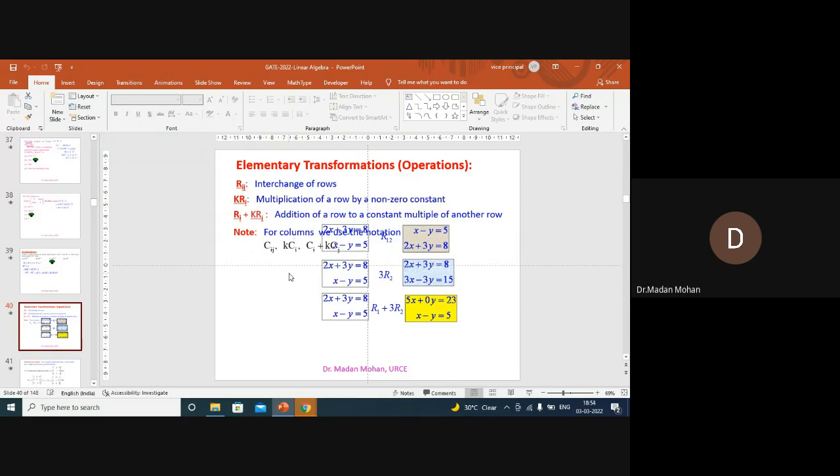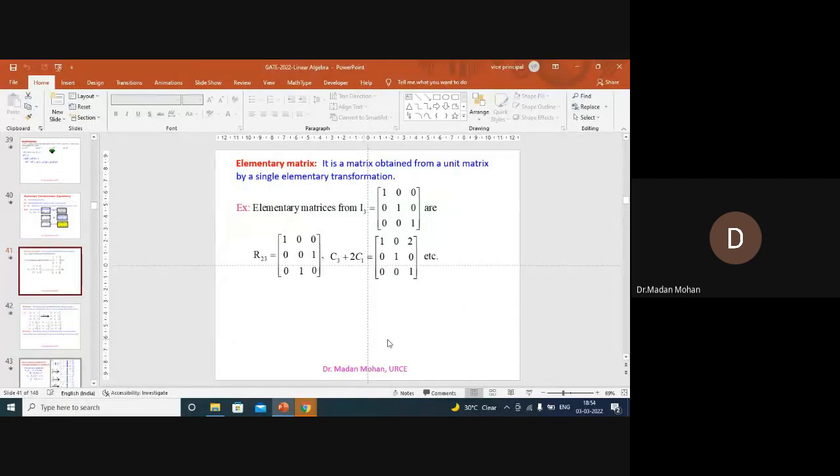Now, coming to determinants, you should not use Rij, K Ri directly. If you want to use Rij, you should write minus of it. If you want to use K Ri, you have to write 1 by K there. Now, here, you can use Ri plus K Rj or Ci plus K Cj to find determinants. Next, to solve a system of equations, you should use only row operations, not column operations. To find rank, you can use all these operations, row or column operations.